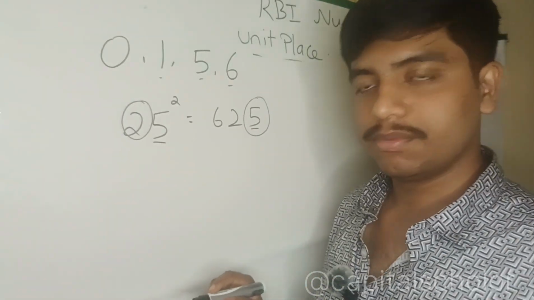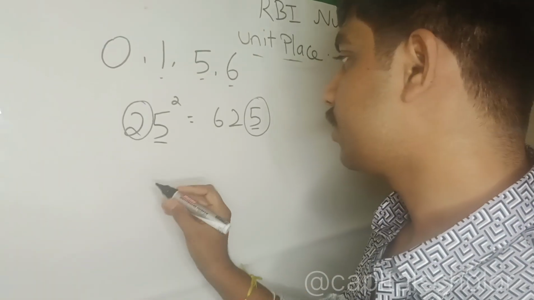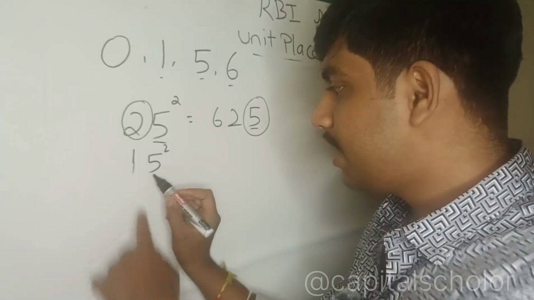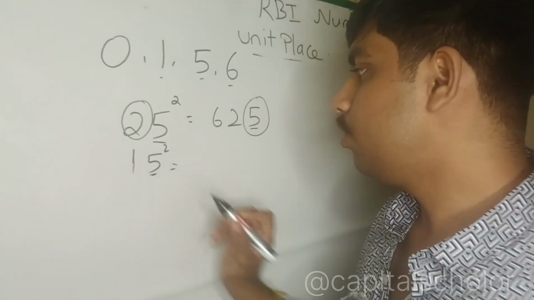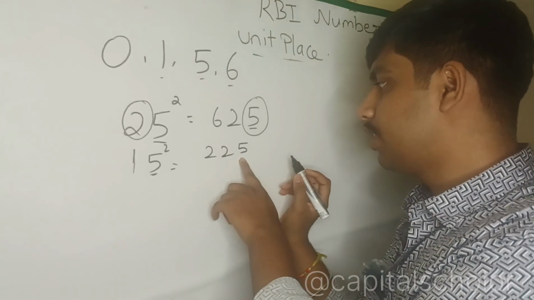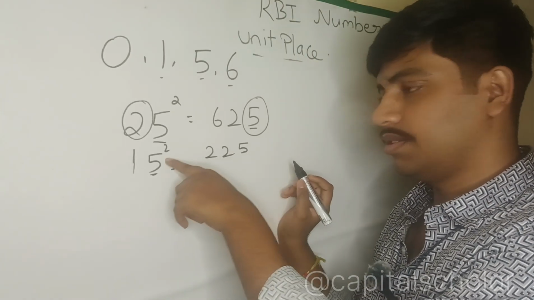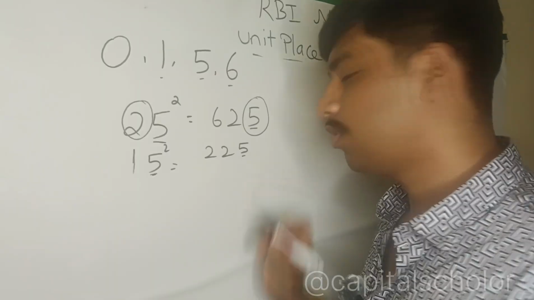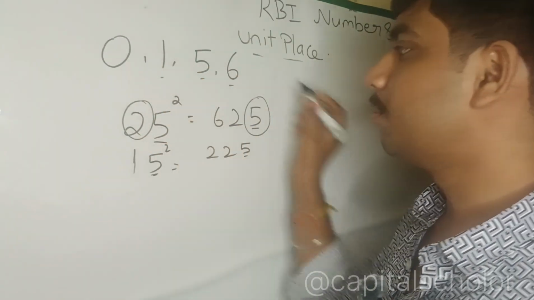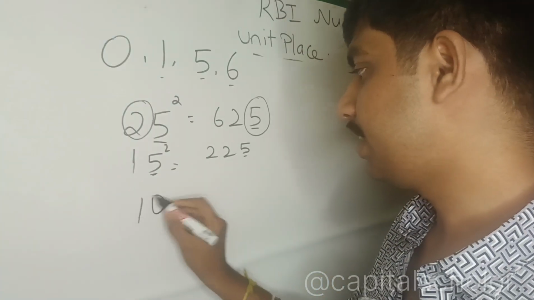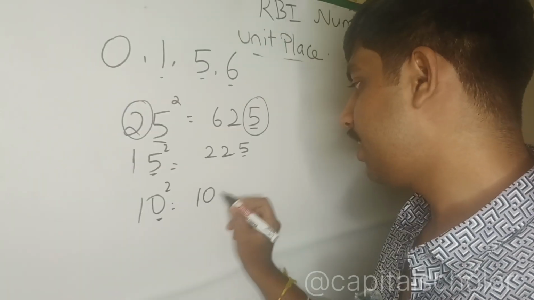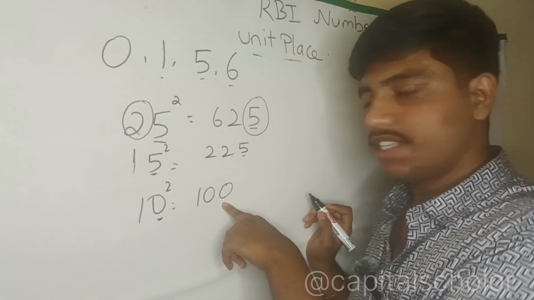Now let us take another number, 15. Here the last unit digit is 5, so 15 squared is 225. So the unit digit place of 15 to the power of 2 is 5. Are you understanding? You can test this with any number. Now let us go with 10. The last number is 0. 10 tens are 100, so the unit place is 0.